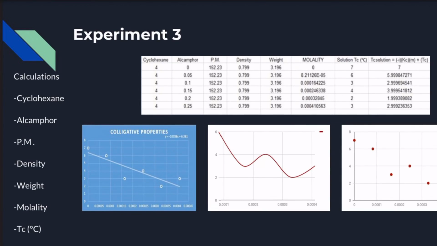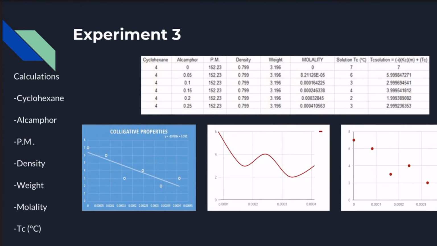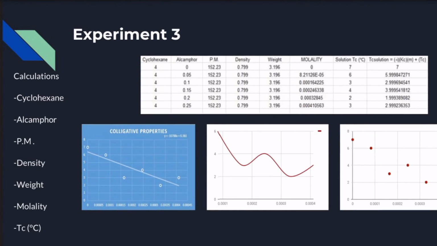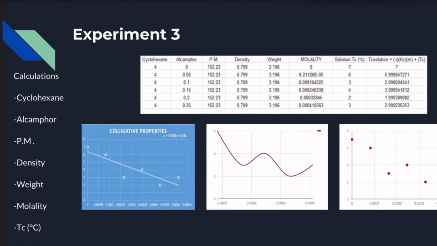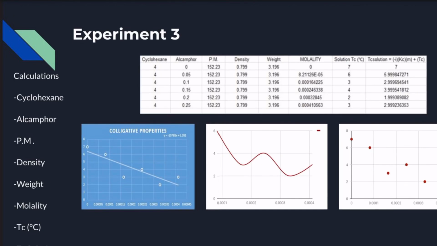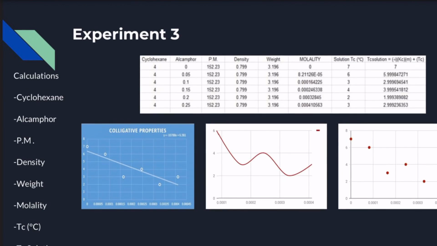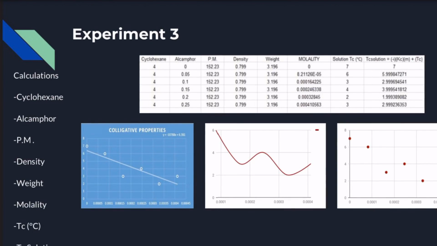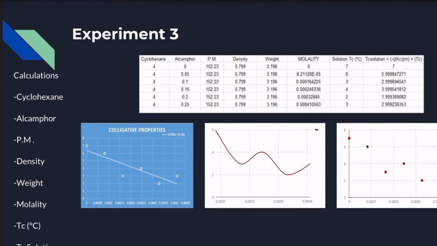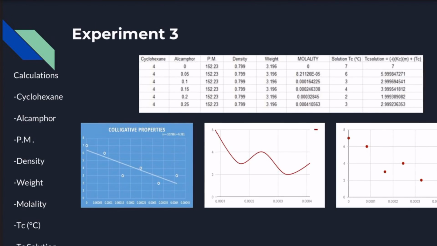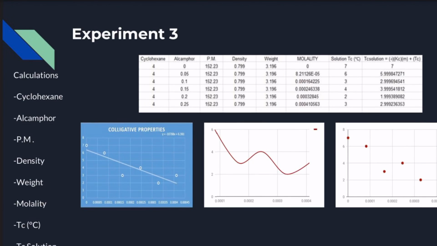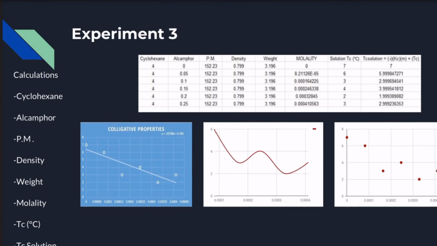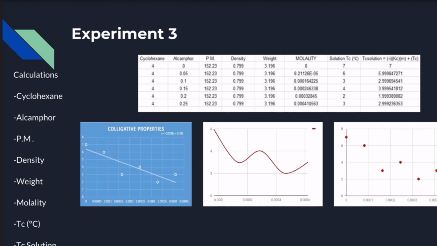Then, after having the grams of cyclohexane, the grams of camphor, the molecular weight that we used, and the density, we obtained the molality. After that, we obtained the Tc of the solvent in degrees, and then the Tc of the solution. We have to multiply i, Kc, and m, plus the Tc of the solution. Then we made a table in Excel, and then we obtained a graph showing the different points of the colligative properties.